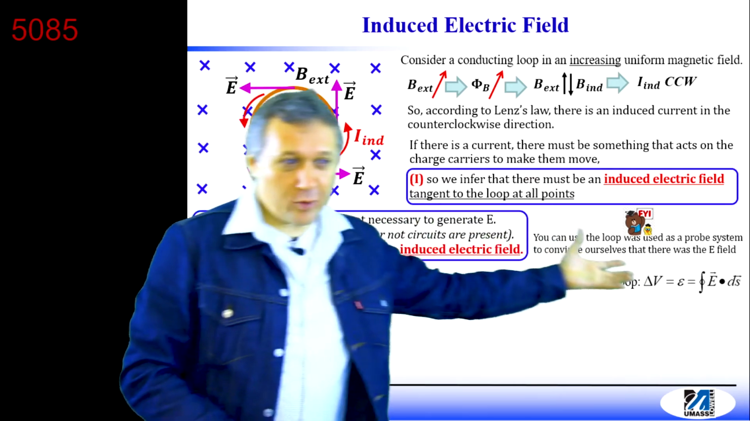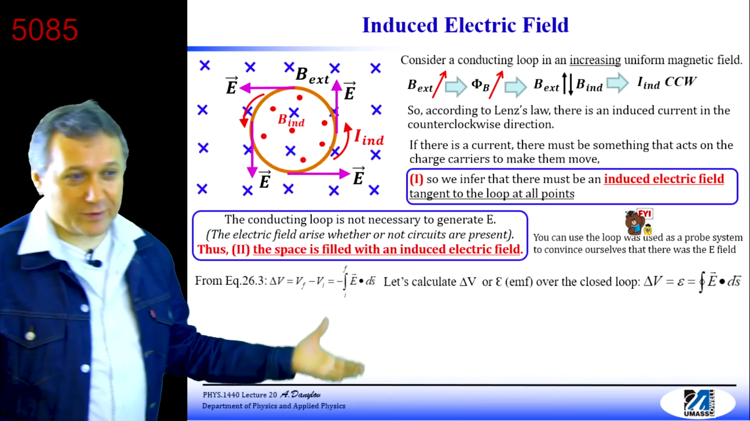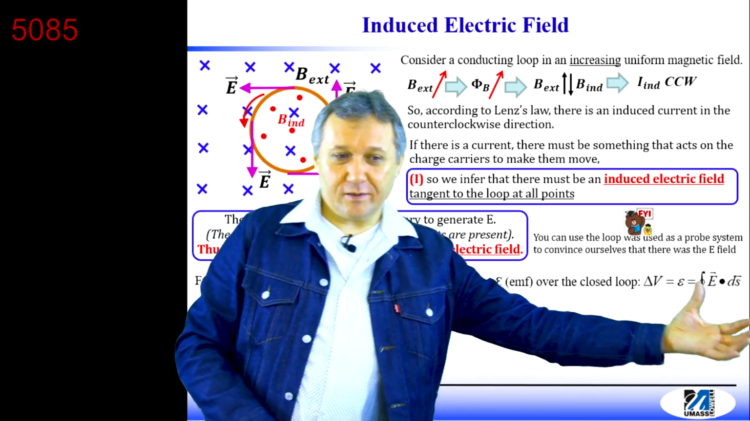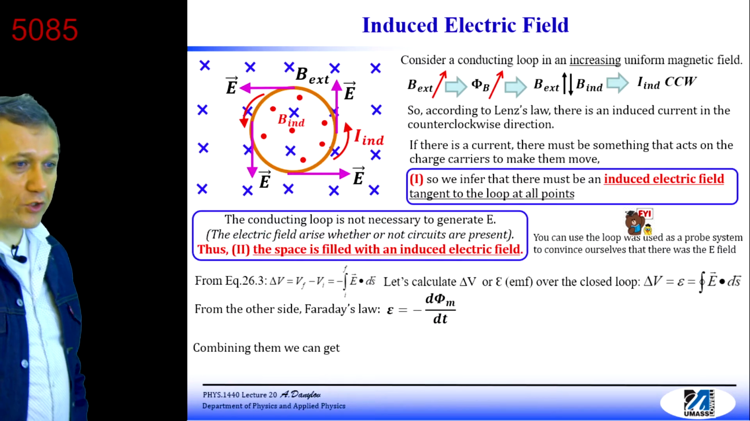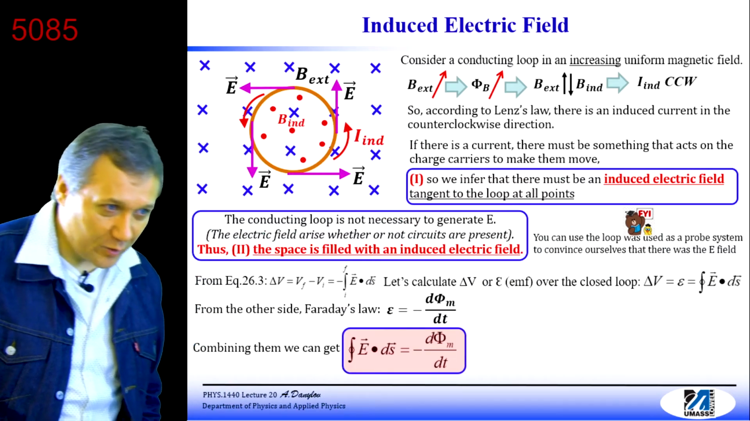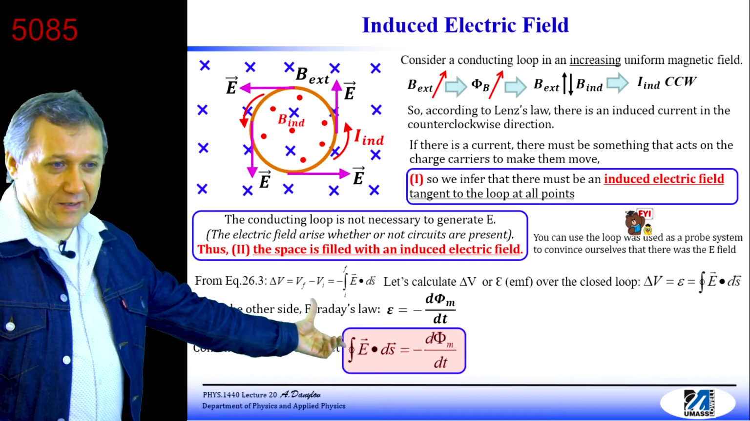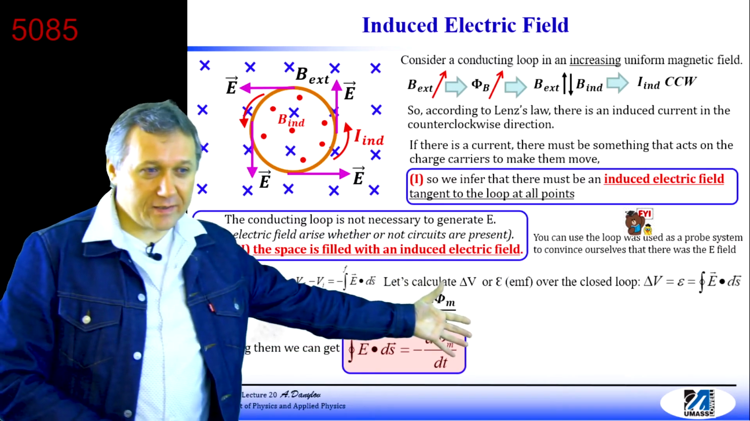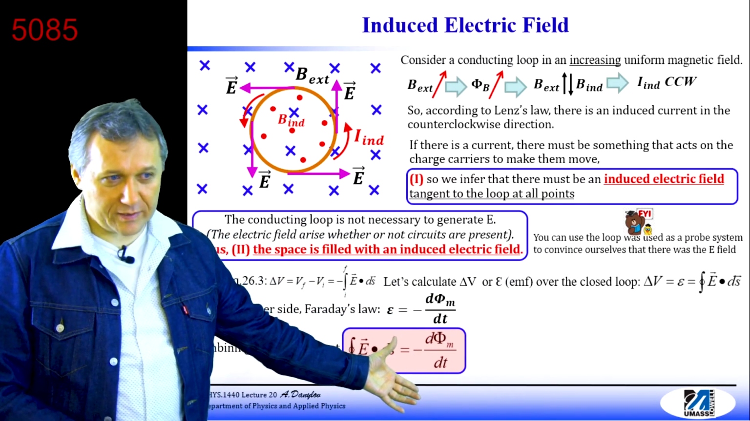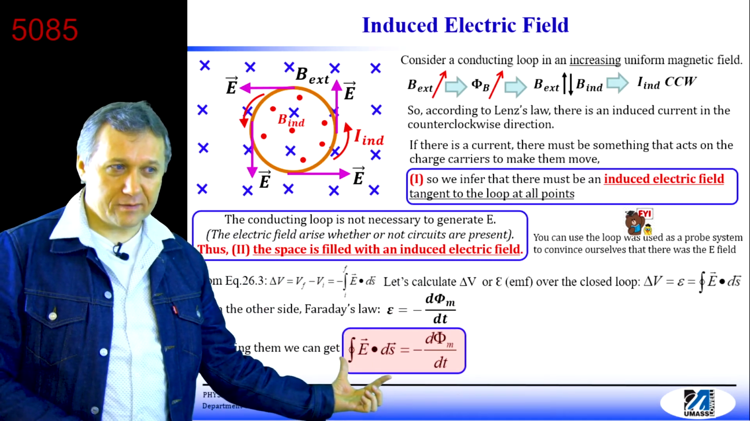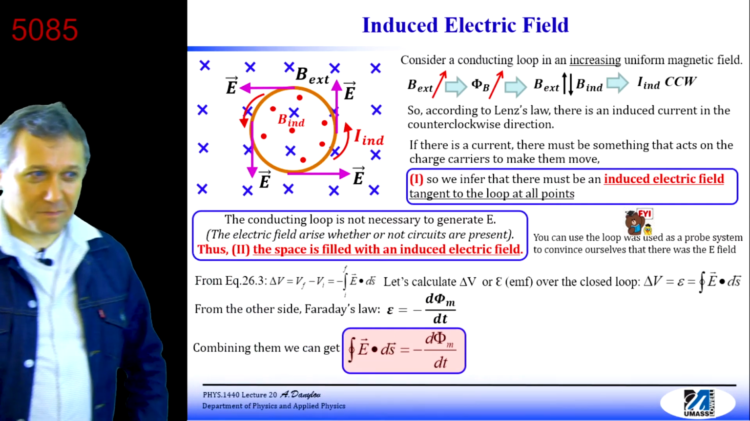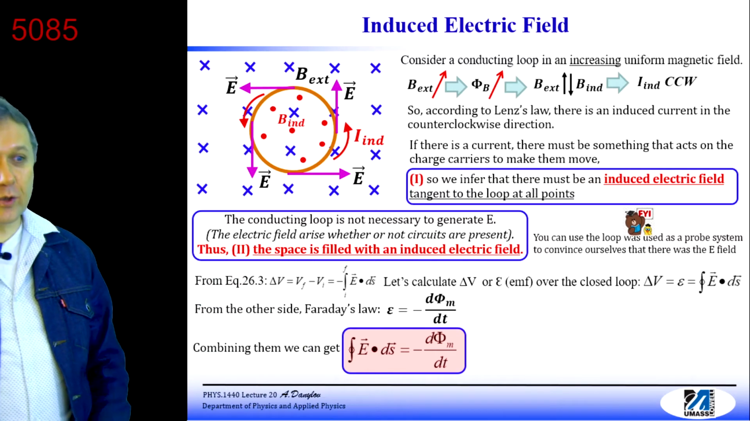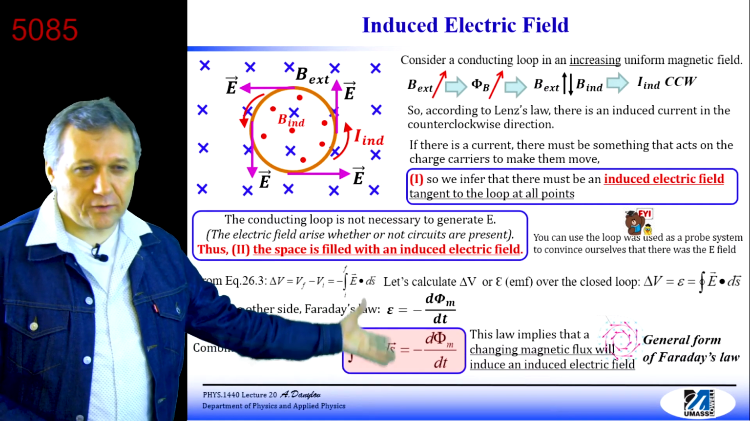But of course, according to Faraday's law, EMF equals the negative rate of change of the magnetic flux, minus d phi over dt. So now we can combine this with that integral, and we get the most general form of Faraday's law. On the left-hand side, the integral over the closed loop, E dot ds, and on the right-hand side, the negative rate of change of the magnetic flux. So this is our EMF, and that is the right-hand side of our old form of Faraday's law. So this is the most general form of Faraday's law.